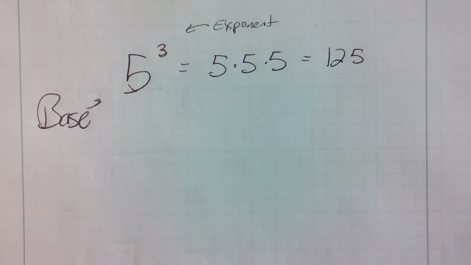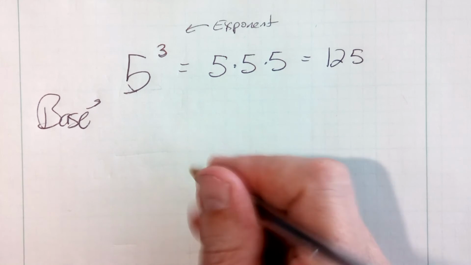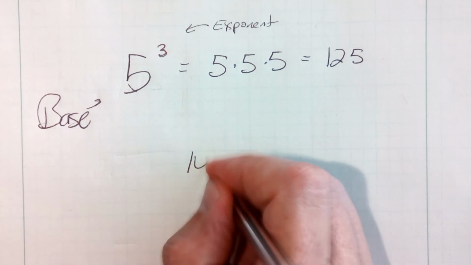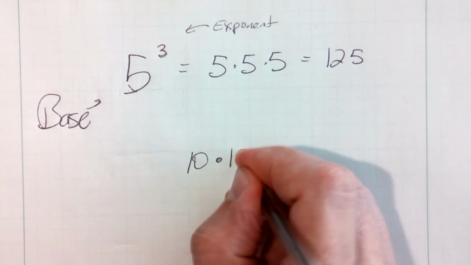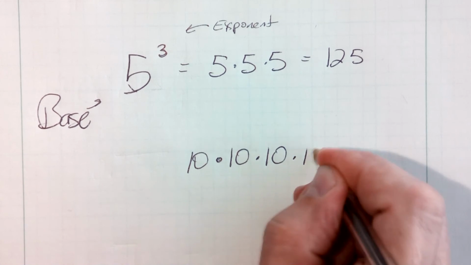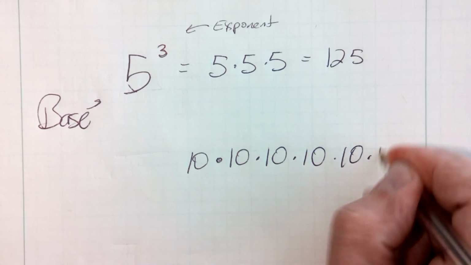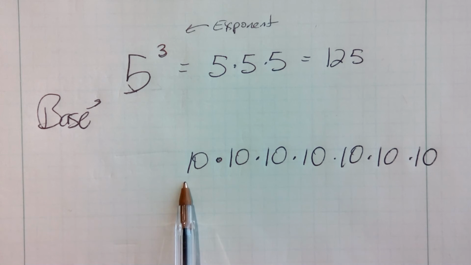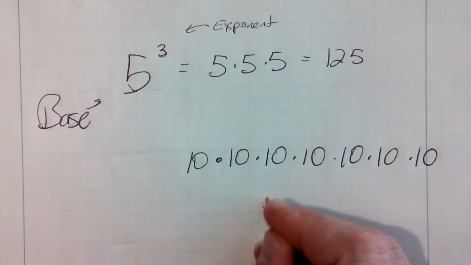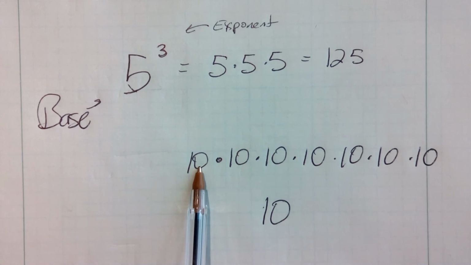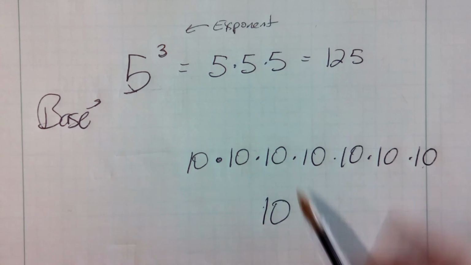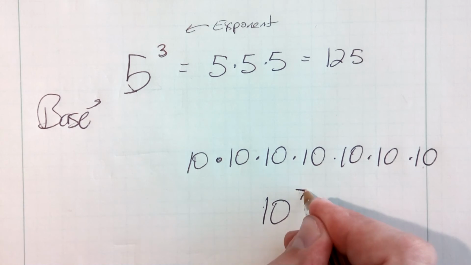So you might be given situations where you have a 10 times a 10 times a 10 times a 10 times a 10 times a 10 times a 10. And see, that's a lot of 10s to write out. It would be much easier if we just wrote 10 to the, and then we count the 10s. 1, 2, 3, 4, 5, 6, 7. 10 to the 7th power.